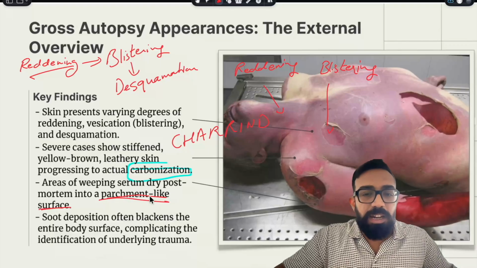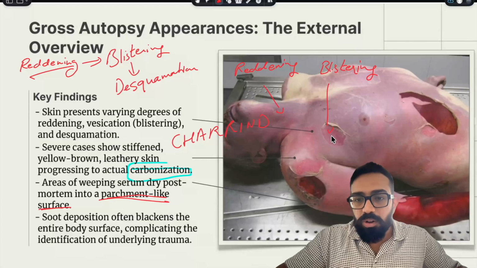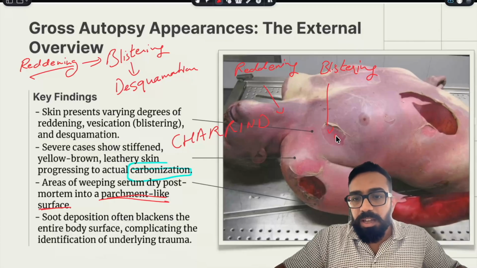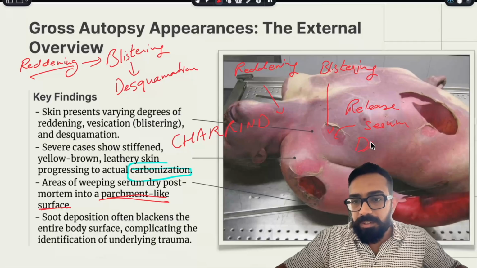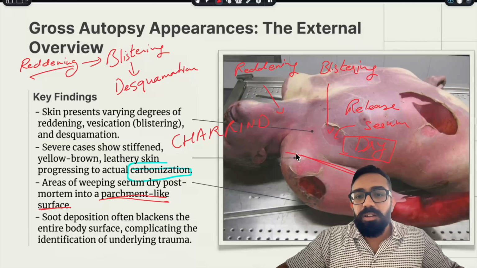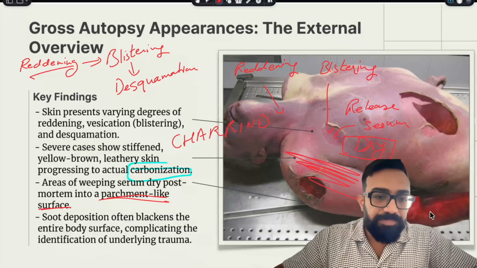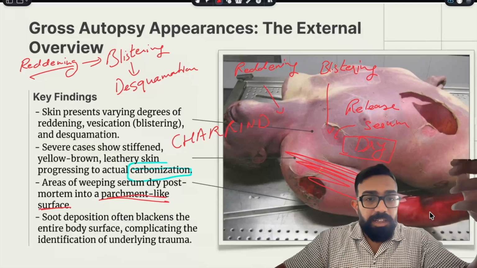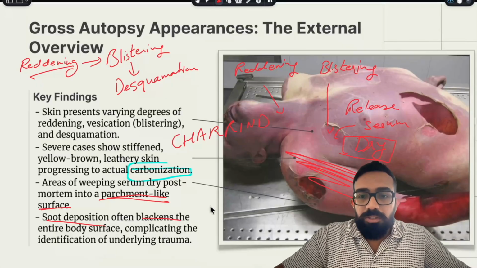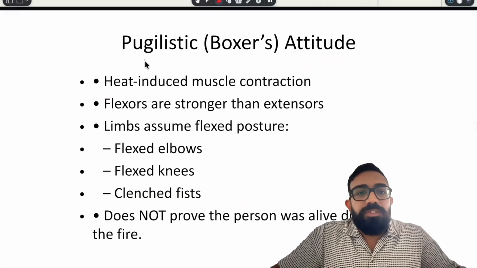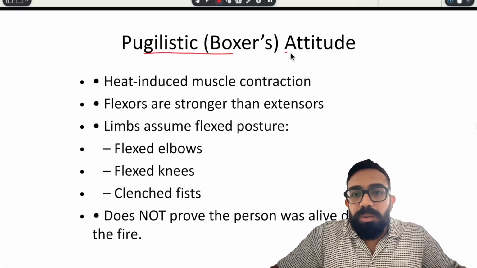Why is there a parchment-like appearance? Because all of these blisters burst, and whenever these blisters burst, they release the serum, and this serum dries. So this dry serum gives a parchment texture to the body. And many other times, there can be soot deposition, which blackens the body. So that further complicates things. Finally, what is the pugilistic attitude or boxer's attitude?